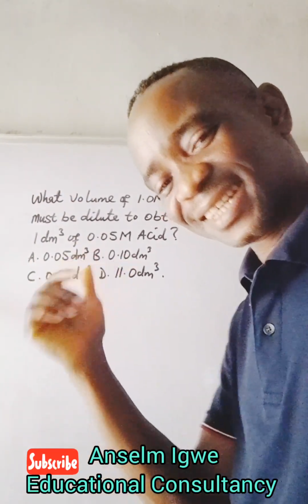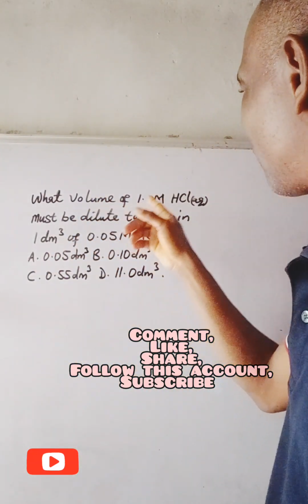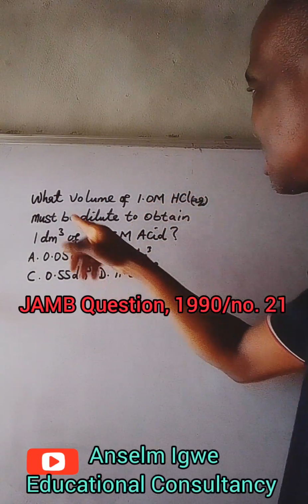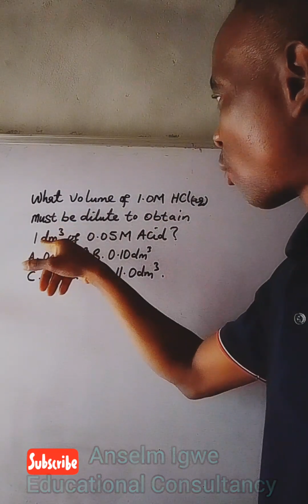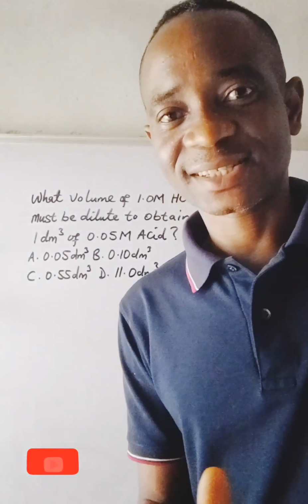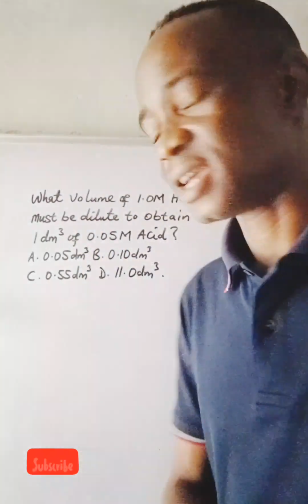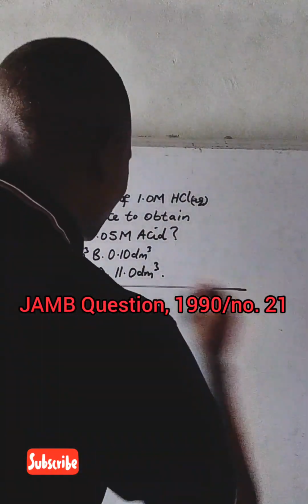Look at this. Can we solve it? Yes, we can. What volume of 1.0 molar hydrochloric acid must be diluted to obtain 1 dm cube of 0.05 molar acid? This is a question strictly on concentration and volume and number of moles. What is the question actually asking?